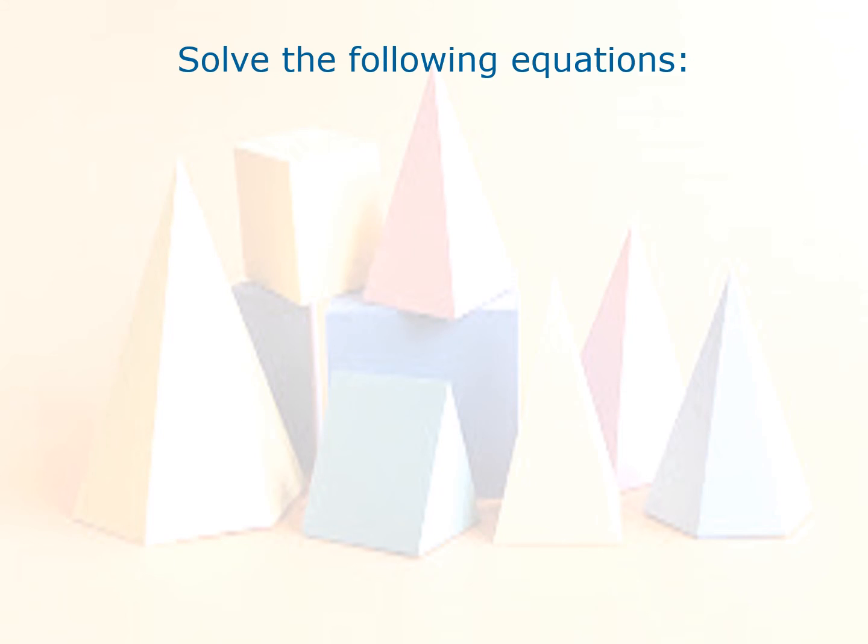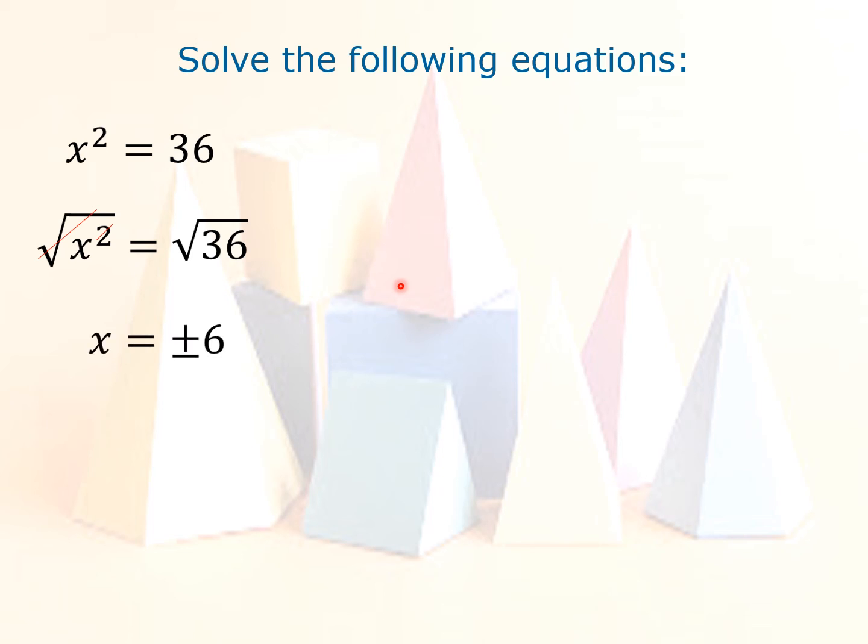Now let us solve the following equations. Given that x squared is equal to 36, to get rid of the power of 2, we are going to extract the square root of it. Both sides will be extracted. In doing this, we can cancel the square root symbol and the power of 2. And the square root of 36 is positive and negative 6. So therefore, x is equal to positive and negative 6.